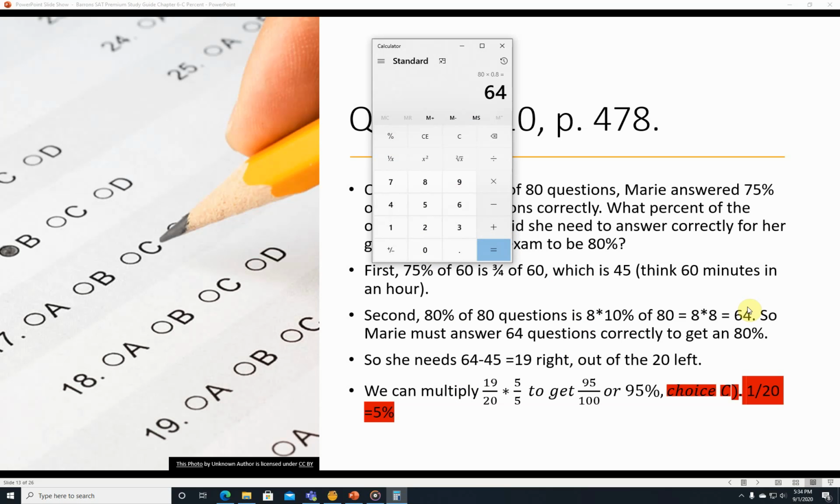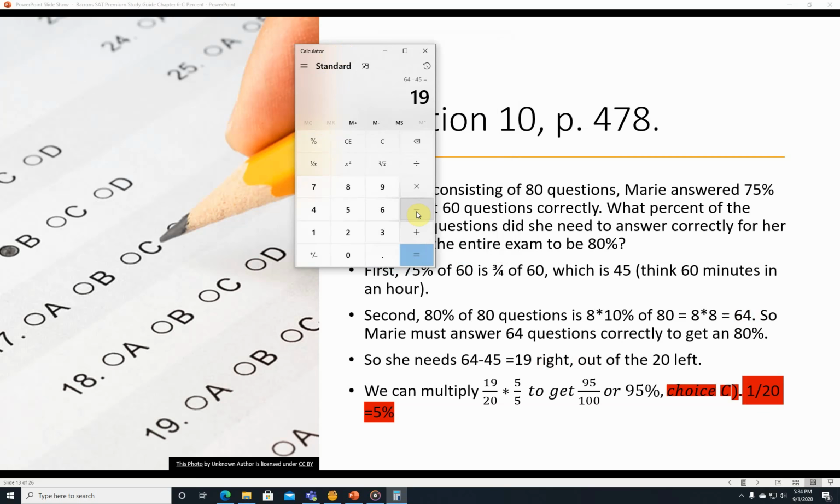So Marie must answer 64 questions correctly to get an 80%. So she needs 64 minus 45. Hopefully you can do this by hand, but if you have a calculator, you might as well use your calculator to avoid stupid arithmetic mistakes. That's 19. Well, okay, 19, and we know there are 20 left because she did 60.